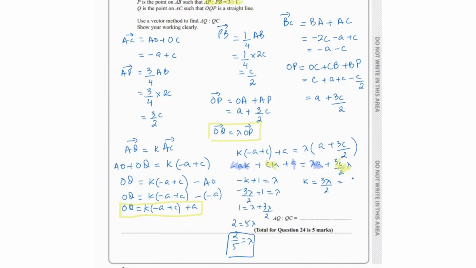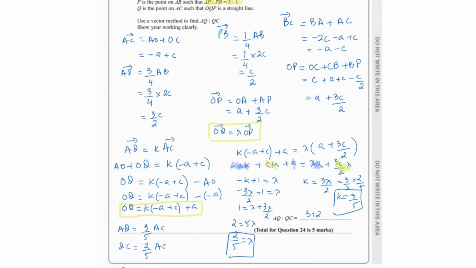So K is going to be 3 over 2 times 2 over 5. So 3 over 5 is your value of K. So we need to find AQ is to QC. AQ is K times AC. So AQ is going to be 3/5 times AC. That means QC is going to be 2/5 times AC because they both lie on the straight line. Hence, your ratio is going to be 3:2.